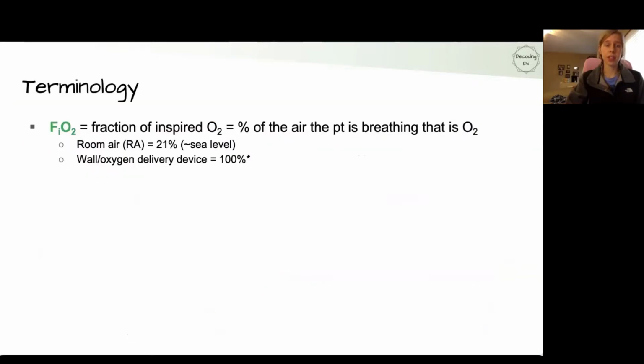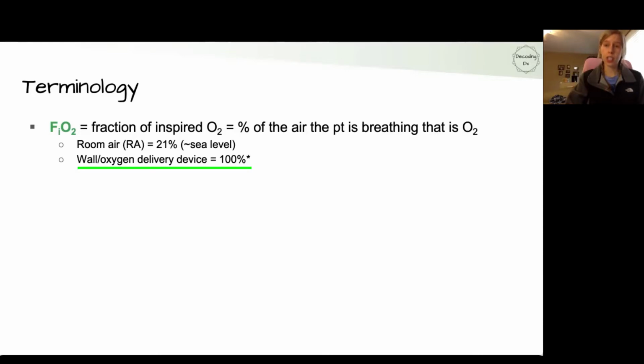Some extra terminology to go over that you'll see on the wards and in the ICU. FiO2 is the fraction of inspired oxygen in the air that you're giving the patient. At room air, this is 21%. But if we're giving the patient supplemental oxygen, this will be greater than 21%, and we can control that based on the devices that we're using.